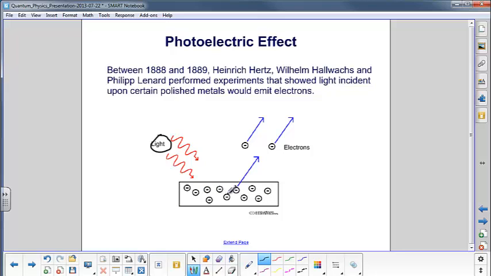In metals, the electrons are not bound to any particular nucleus. They kind of float around in a sea of electrons. So when this light is incident upon it, some of these electrons are knocked out. This is basically the photoelectric effect.